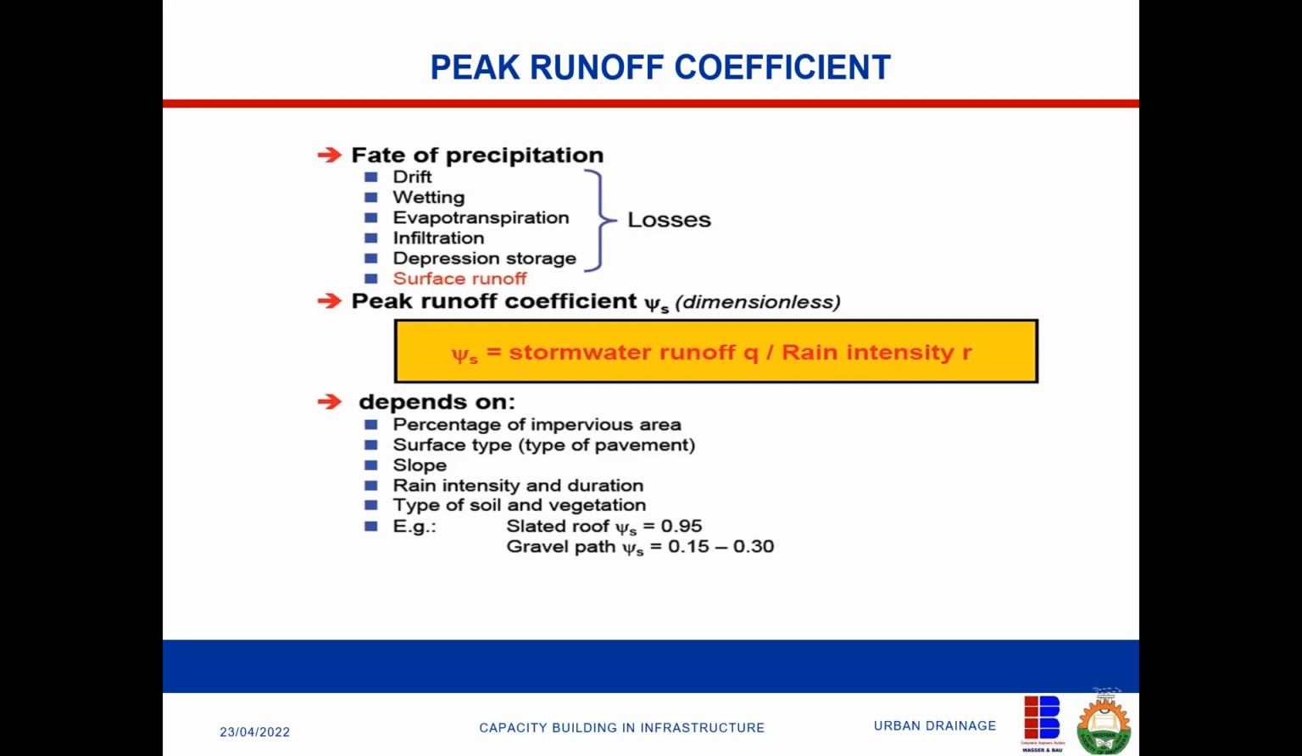And it depends on many factors, which I've explained also: percentage of the impervious area, surface type of pavement, the slope, the rain intensity, and the duration, the type of soil and vegetation. So these are the things that will make your coefficient either close to 1 or close to 0. It can never be 0. So for a slated roof, it's about 0.95. For a gravel path, it's about 0.15 to 0.30, because on a gravel path, once water rains, it goes inside the ground.